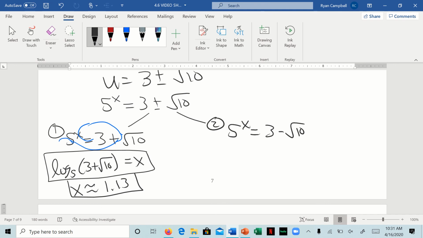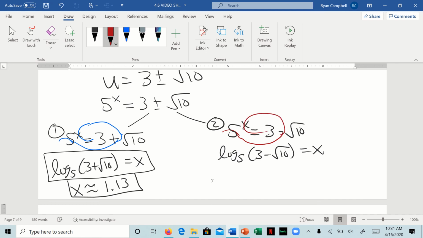We can do the same thing with this side, right? Log base 5 of 3 minus square root of 10 equals x. When you plug this into a calculator, you see that x is about, ooh, error. Why would you get an error?